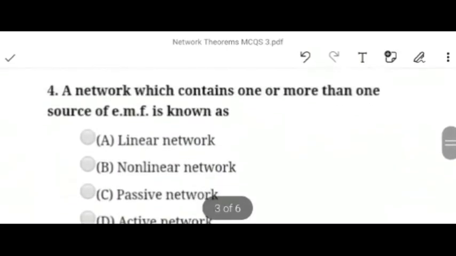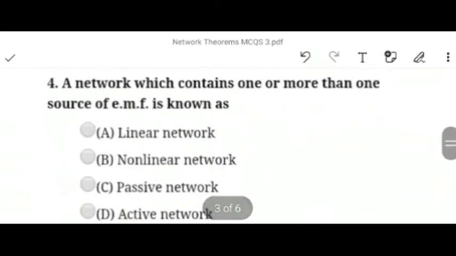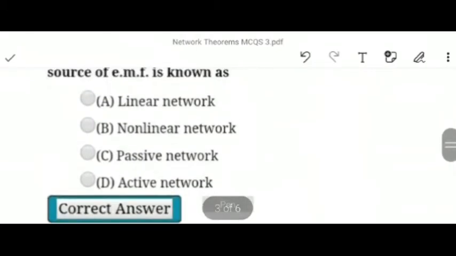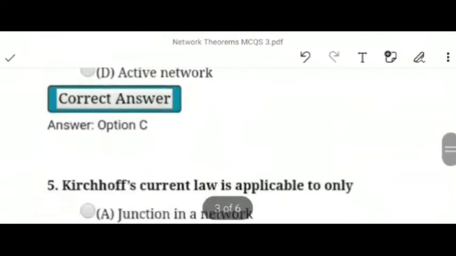Now in the fourth question, a network which contains one or more than one source of EMF is known as. We should know that a network containing one or more sources of EMF is called an active network. Option C will be the correct answer.